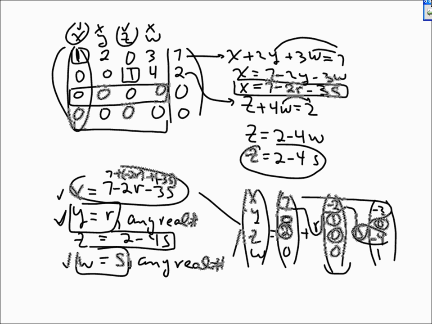And yes, you need to be able to read that off. Here is a very nice example. You need to be able to go to that reduced row echelon form augmented matrix and write down the solution, even if there are open variables. Okay. That completes this section.